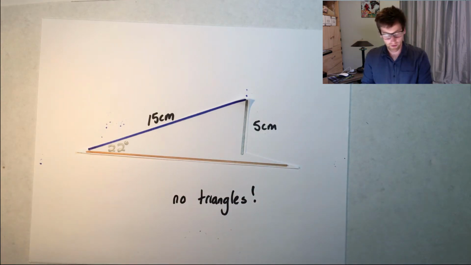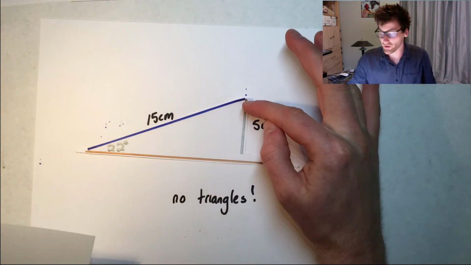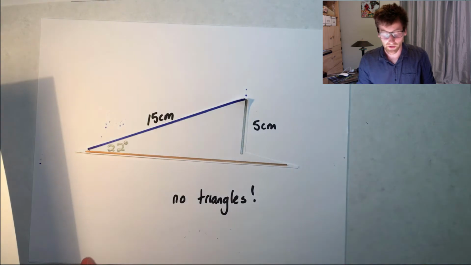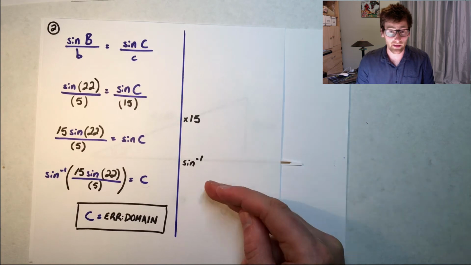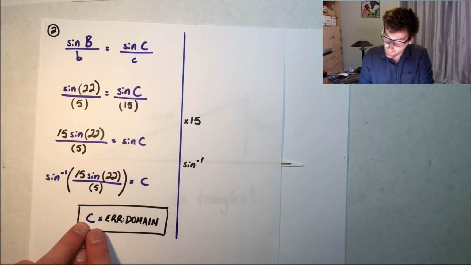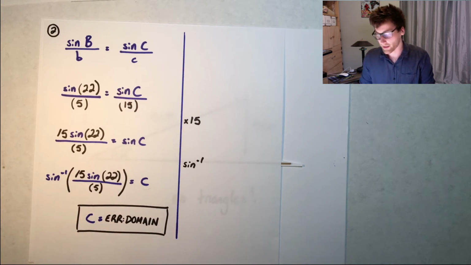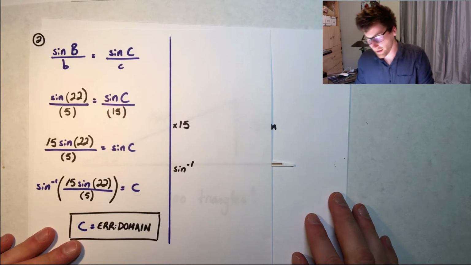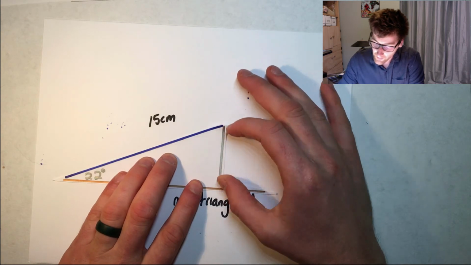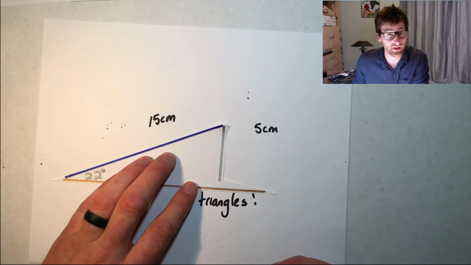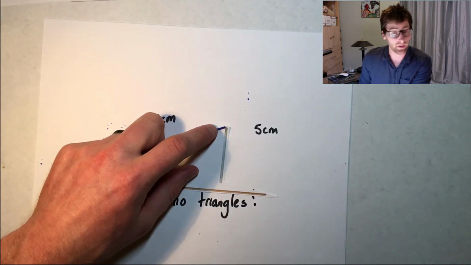How do you know that when you're solving a problem? Well, you still try to solve it. You don't know in your problem that it doesn't touch there. So what you do is you solve it like so. You again multiply by 15, you take the inverse sine, and you'll end up in your calculator with a domain error, and this means essentially that there are no triangles. Your one side length here is too short to actually complete your triangle. And there's no way, because that angle has to be 22, to make it so that it will touch that line.